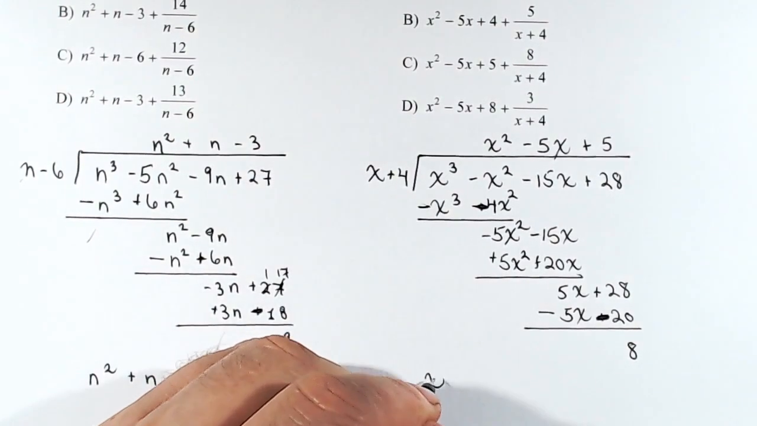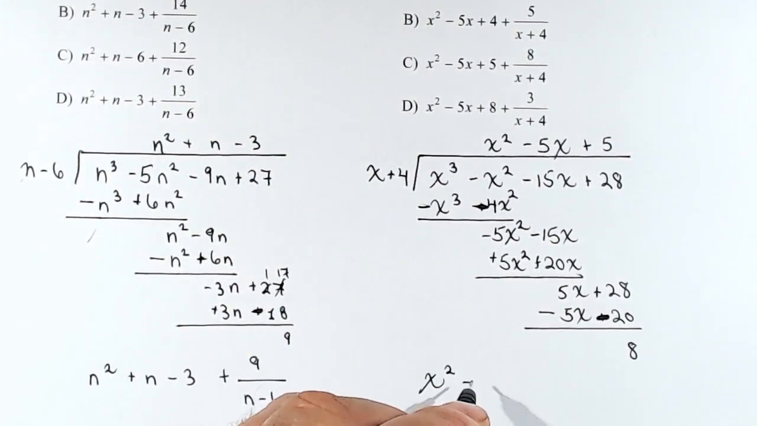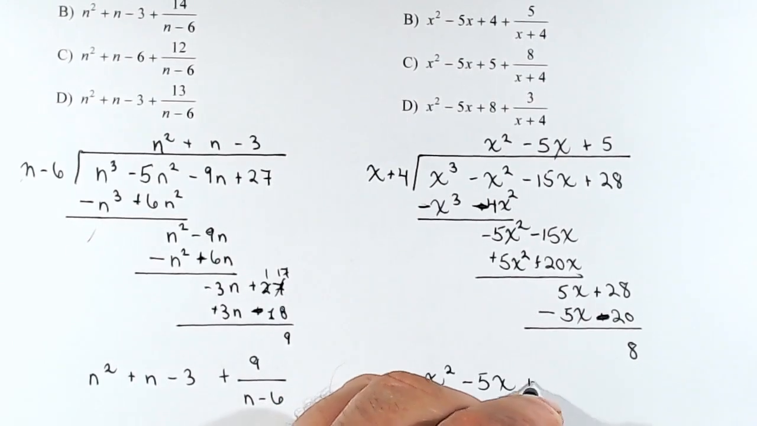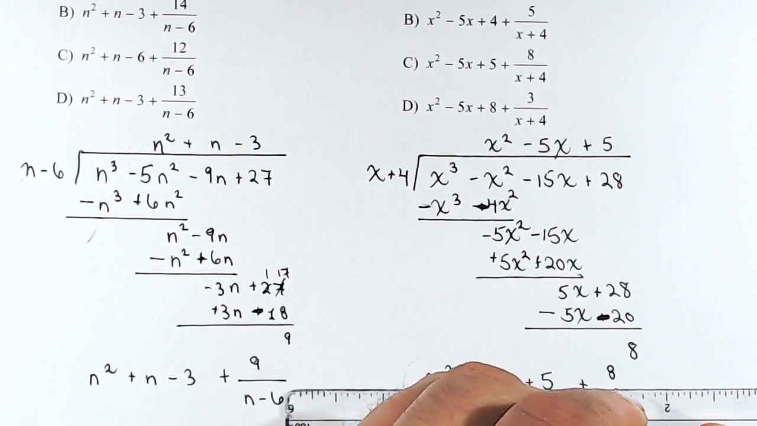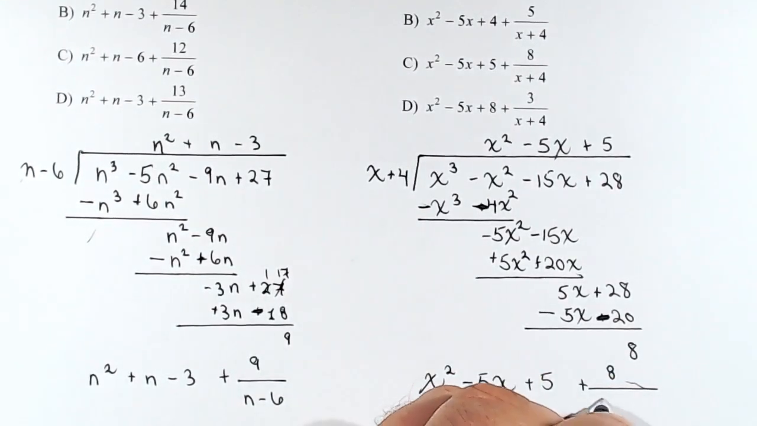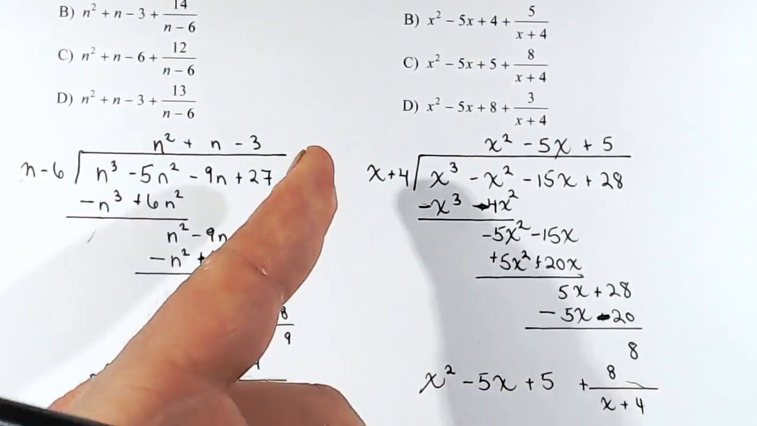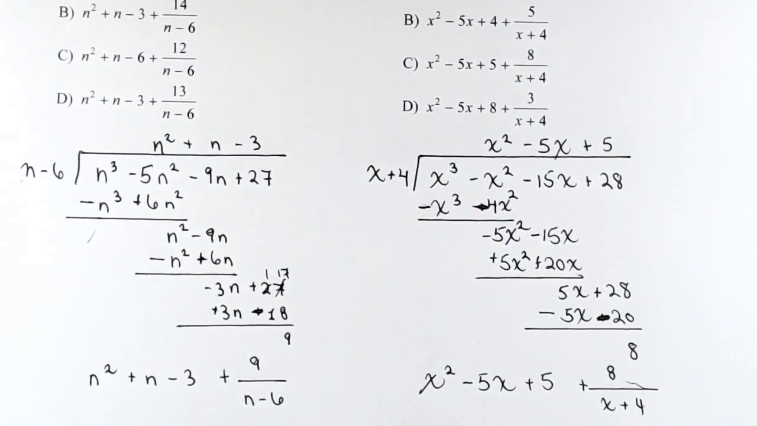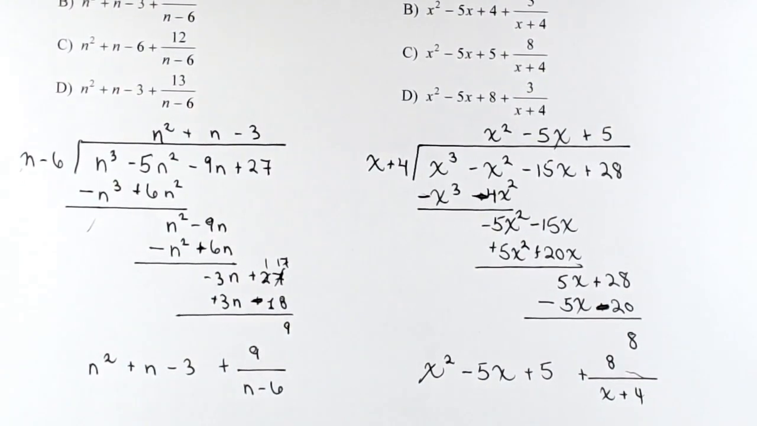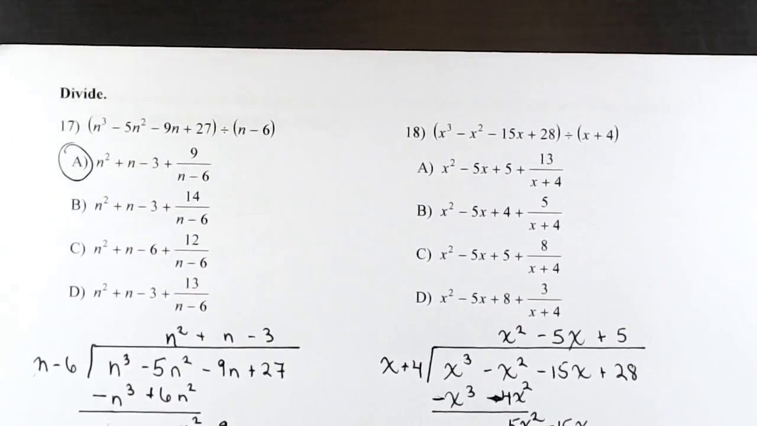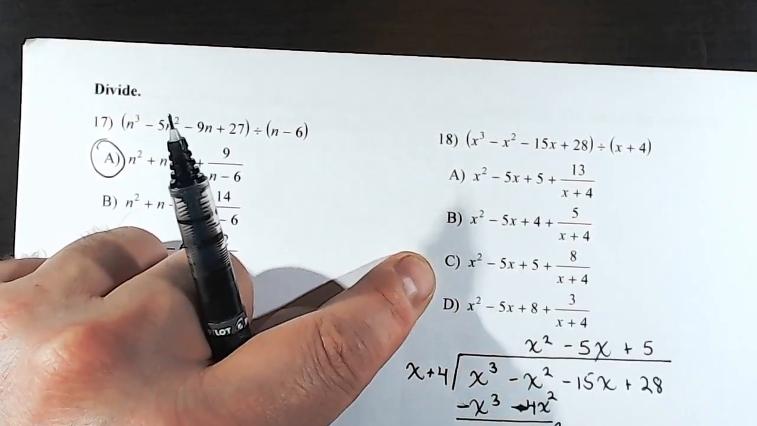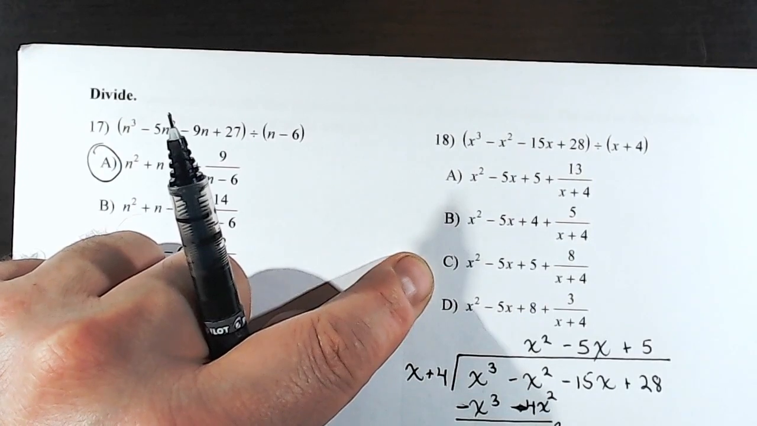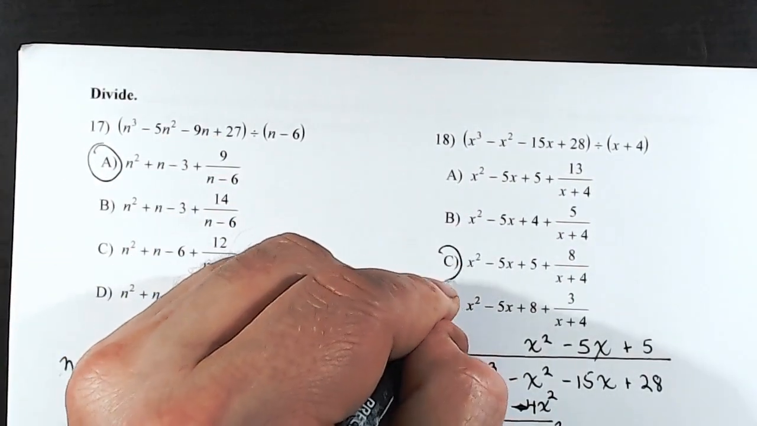So your quotient is x squared minus 5x plus 5 plus 8 over x plus 4, the divisor. So that's what we're looking for. x squared minus 5x plus 5 plus 8 over x plus 4. It's C.